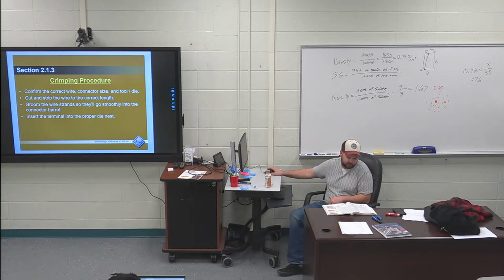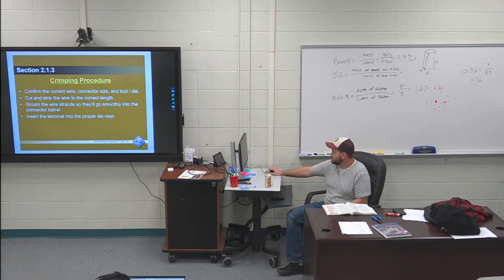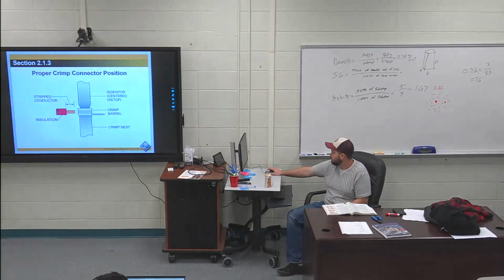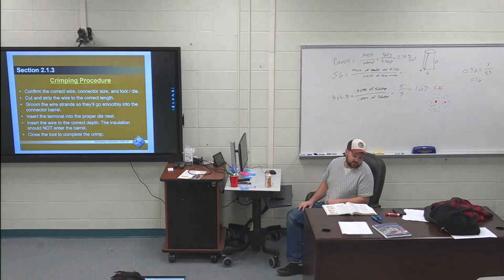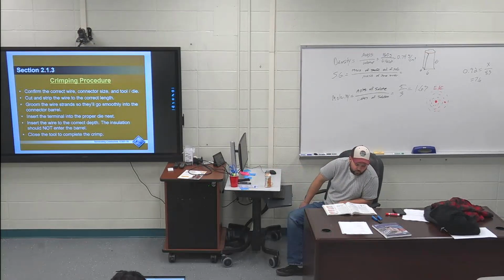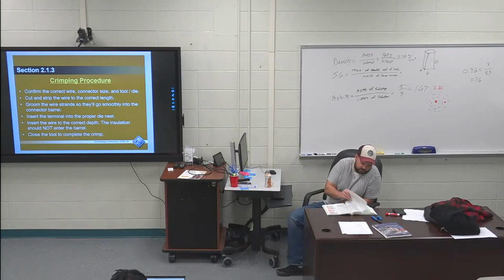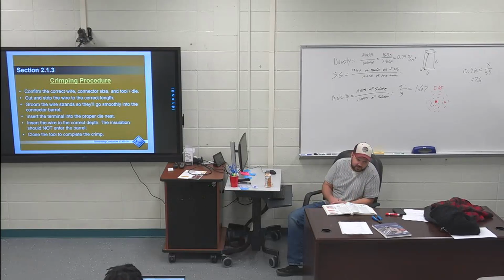Crimping procedure, 213. Page 26, I have step 4 highlighted: train the wire strands if strands are fanned. Grooming the conductor provides a proper fit in the crimp barrel. So if I go back to grooming, it's the act of separating the braid in a coaxial conductor. That's just making your wires neat before putting them inside the crimp barrel. There's nothing special about that.